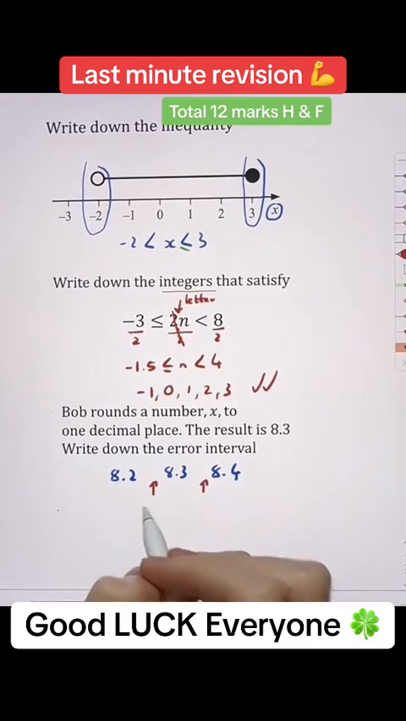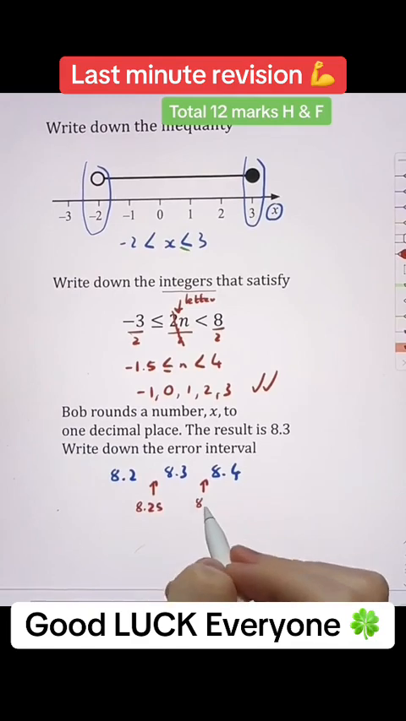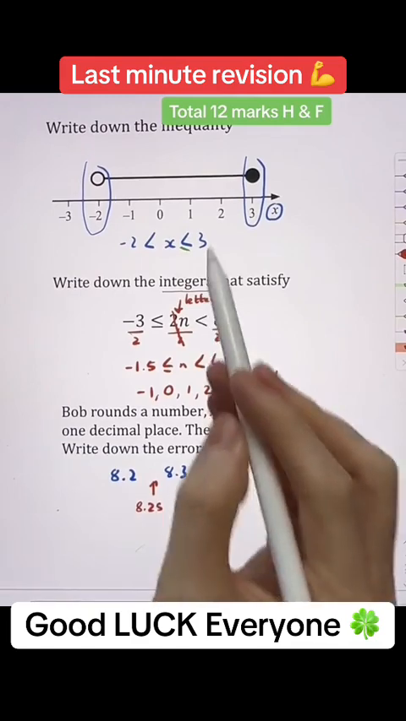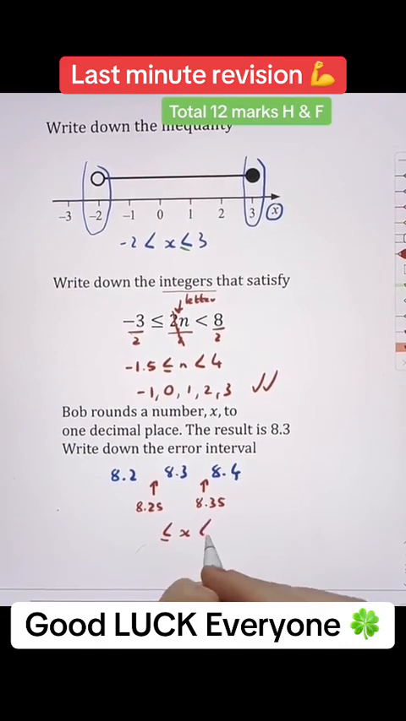What's in between 8.2 and 8.3? We'd have 8.25. What's in between 8.3 and 8.4? We'd have 8.35. It's similar to inequality, as in we always put the letter in the middle, in this case x. The inequality signs, if not given, always face the left, and the one on the left always has the extra line, which means greater than or equal to. On the left, we're going to have 8.25. On the right, we're going to have 8.35.